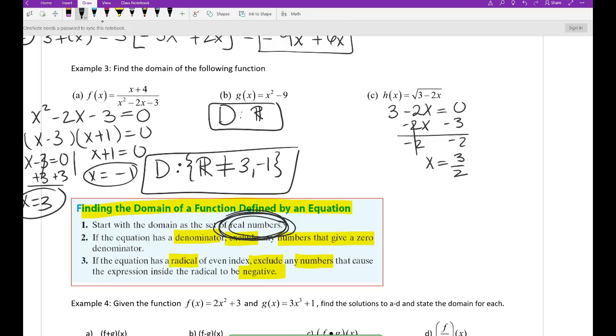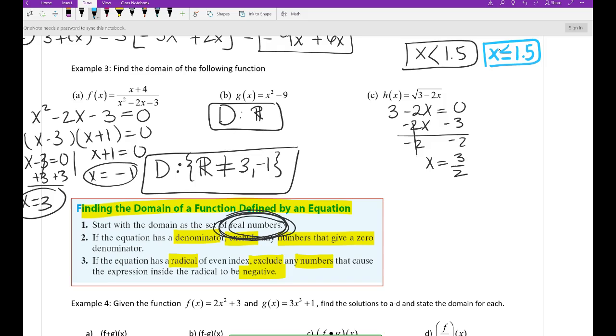The domain is all real numbers less than 1.5. I'm just going to box it up. Next color, and the winner gets X is less than or equal to 1.5. One more time. Less than or equal to 1.5, like that.